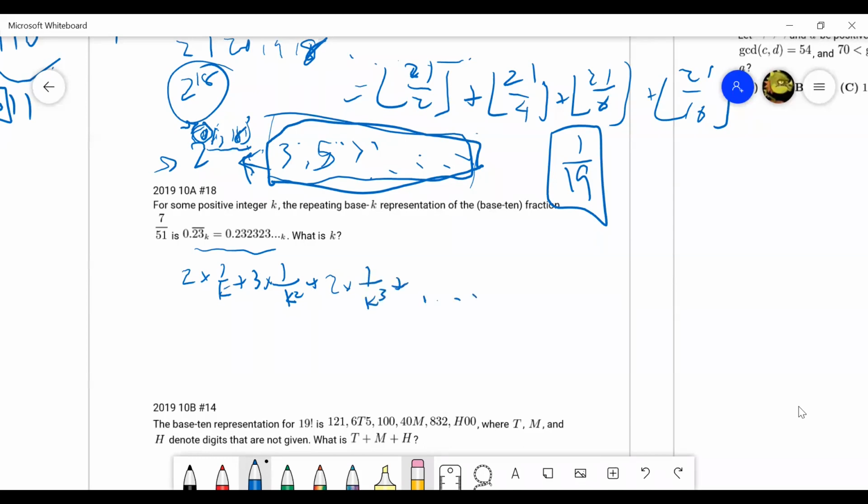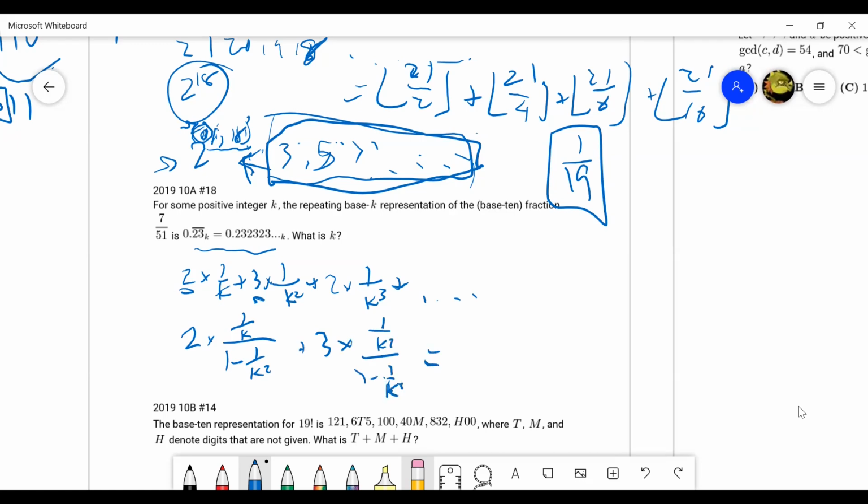And similar to repeating decimals in base 10, in base k you can also see them as a geometric series. And here there are clearly 2 alternating geometric series, one where the coefficients are 2, one where the coefficient is 3. So it's 2 times (1/k) over (1 minus 1/k squared) plus 3 times (1/k squared) over (1 minus 1/k squared).